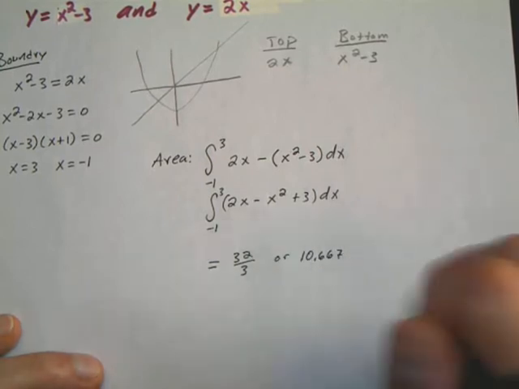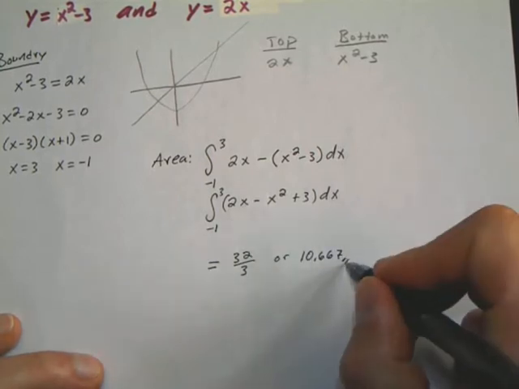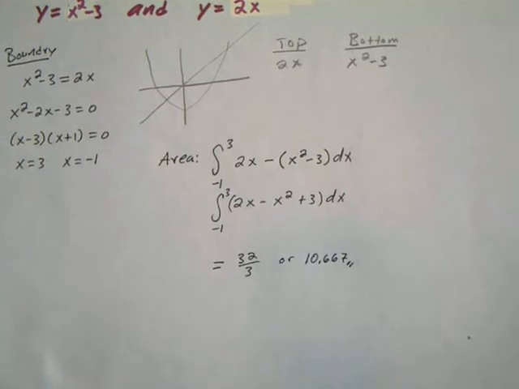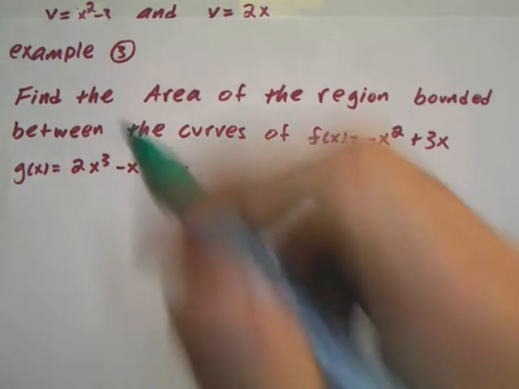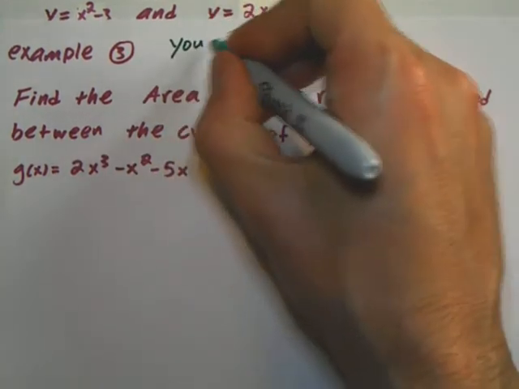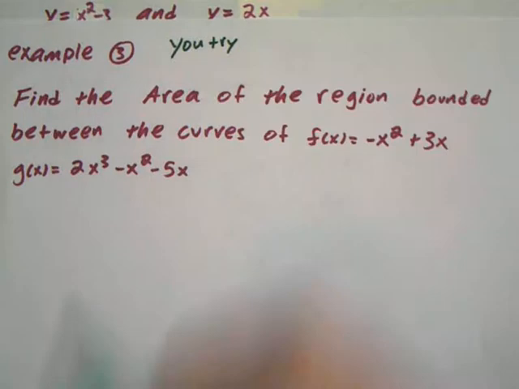Now, example number 3 is going to be a u-try. So even though it doesn't say u-try, I'm going to go ahead and write it right now. Alright, so find the area of the region bounded by the curves of this and this. And we'll go over this in class tomorrow.